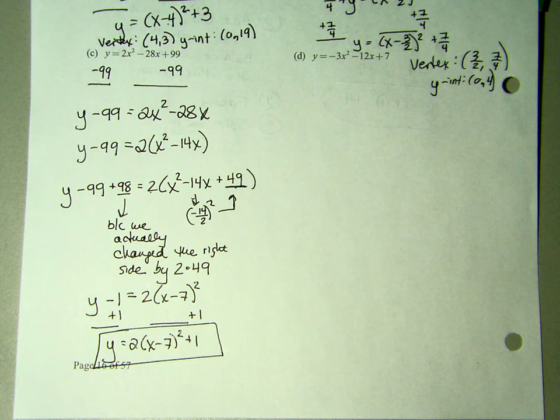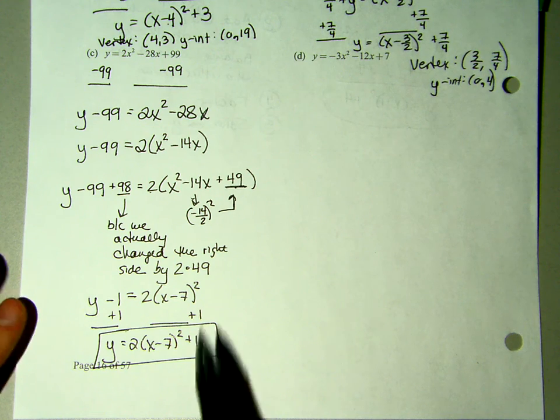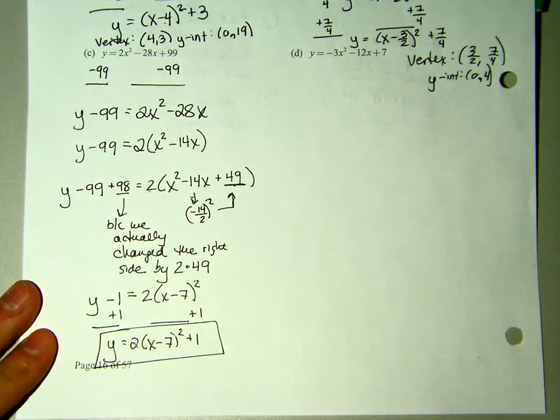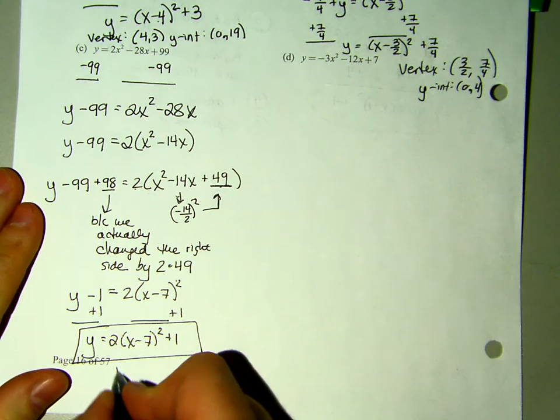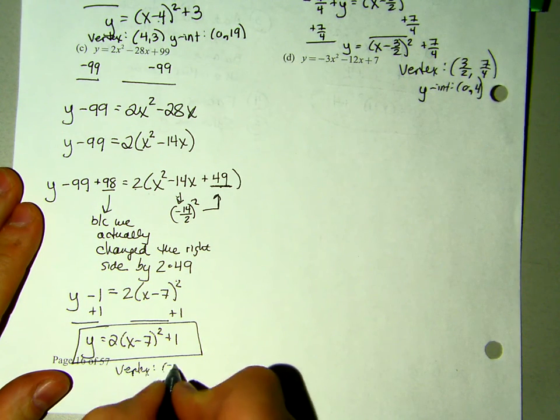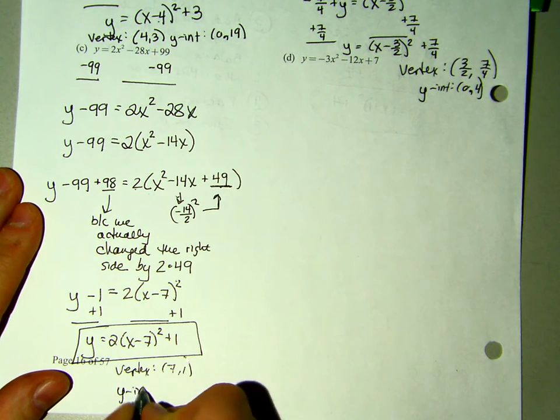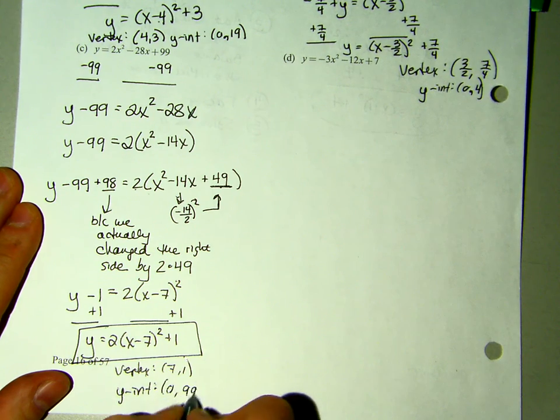The reason I only factored out a 2 rather than a 2x is because if I factored out a 2x, I wouldn't be left with something quadratic inside. I need to only factor out a 2, so I have an x squared term, an x term, and a constant. Vertex here, 7, 1. Y-intercept, 0, 99.